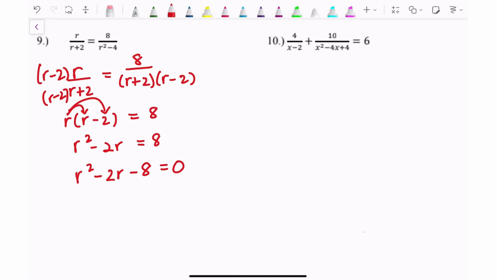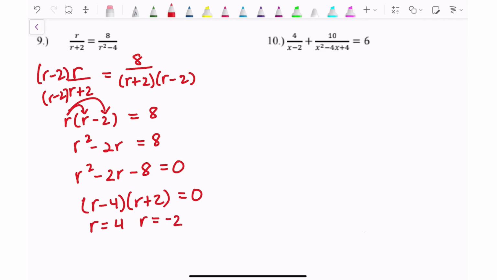And now I'm going to factor that. I want it to multiply to be -8 and add to be -2. So if I do r take away 4 and r plus 2, that multiplies to be -8 and adds to be -2 in the middle. So my solutions are r equals 4 and r equals -2.